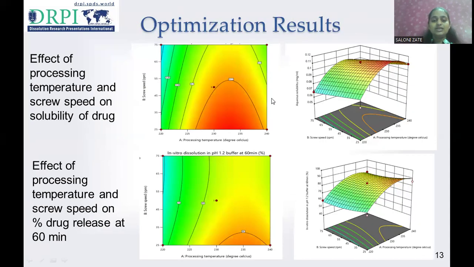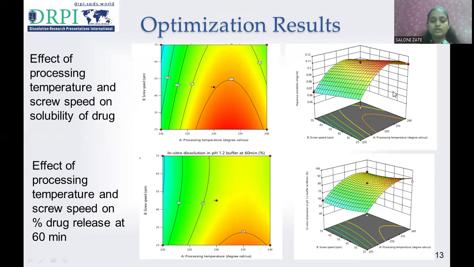Optimization results. These are the contour plots showing the influence of temperature and screw speed on solubility and dissolution at 16 minutes. The first two plots are for solubility and the next two are for dissolution. One axis here indicates screw speed, whereas the x-axis indicates the processing temperature. The first plot indicates that solubility increases with the processing temperature, as shown in this region, whereas there is no significant effect of the screw speed on the solubility.